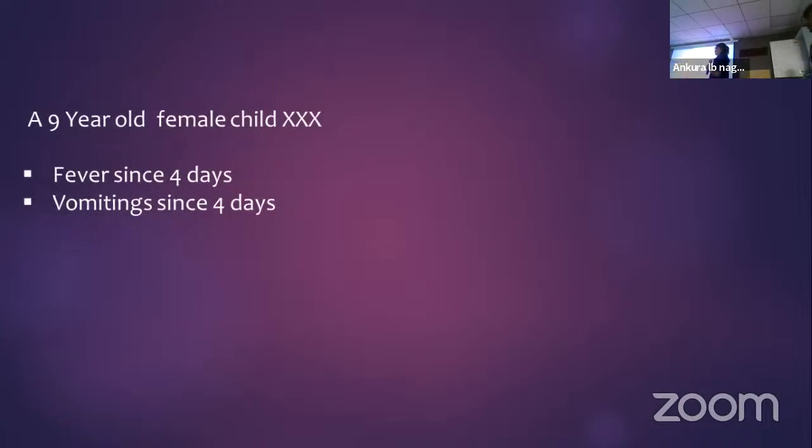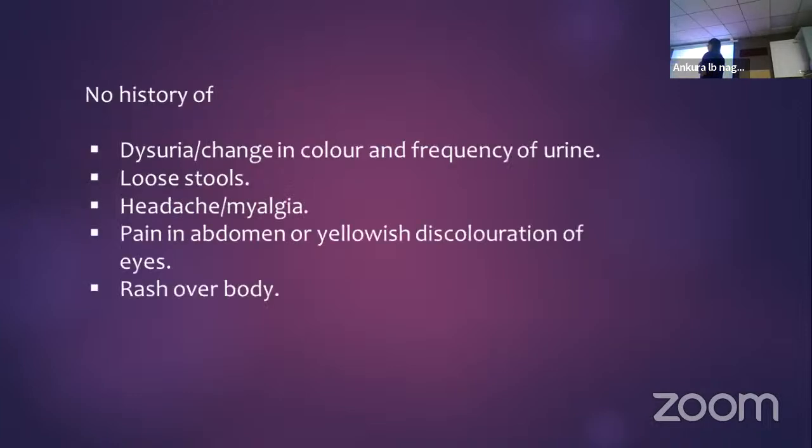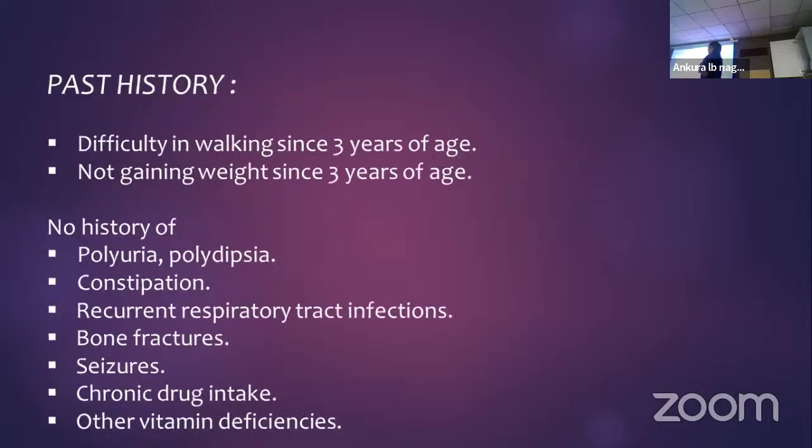Actually, after looking at the child, we decided to take the history again because she didn't appear normal at first. So we took the history, and she has had difficulty in walking since 3 years of age and has not been gaining weight since 3 years of age.